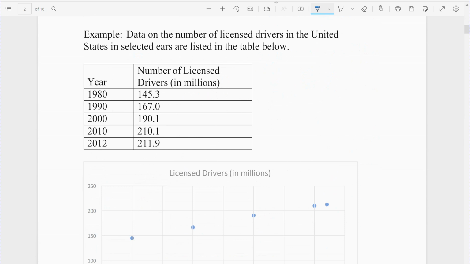Just to keep it in mind, there's about 350 million people in the U.S., and that counts everybody. So think about this: how many people are over the age of 16? And not everybody gets a driver's license. Most people do, but not everybody does. So in 1980, about 145.3 million people had a driver's license.